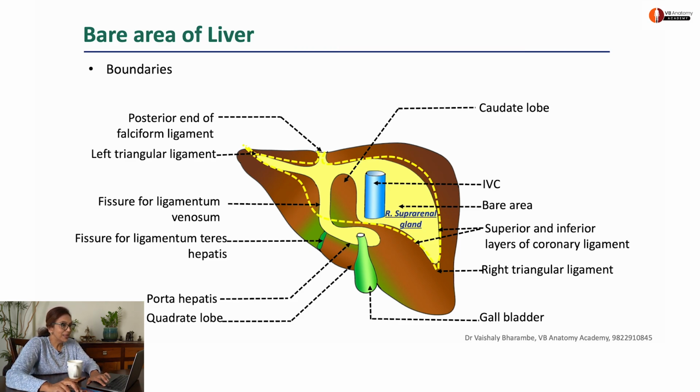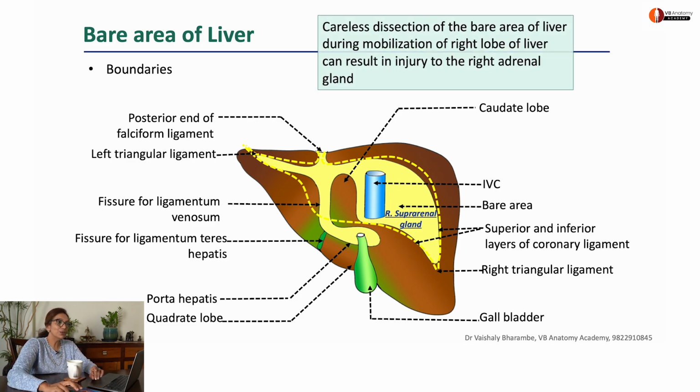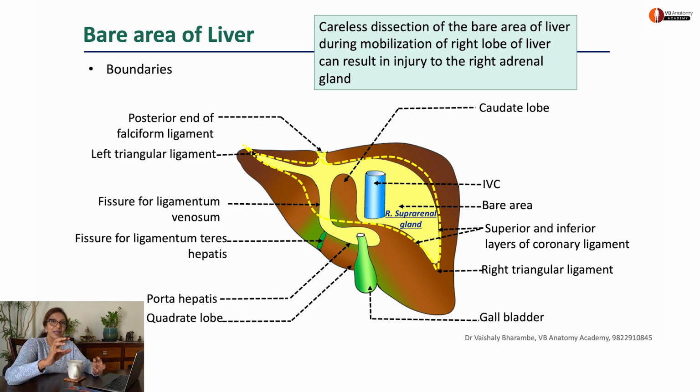So this is the bare area which is related to the right suprarenal gland. How does it matter? The answer to that is, if you are dissecting in this region for mobilization of right lobe of liver, be careful, otherwise you will damage the right adrenal gland which is related directly to the liver here.